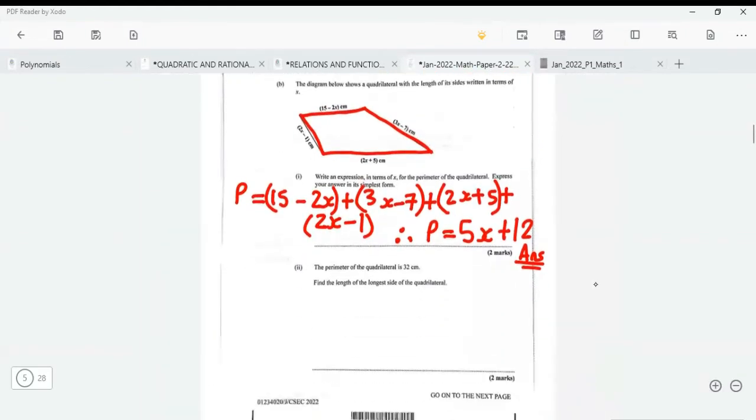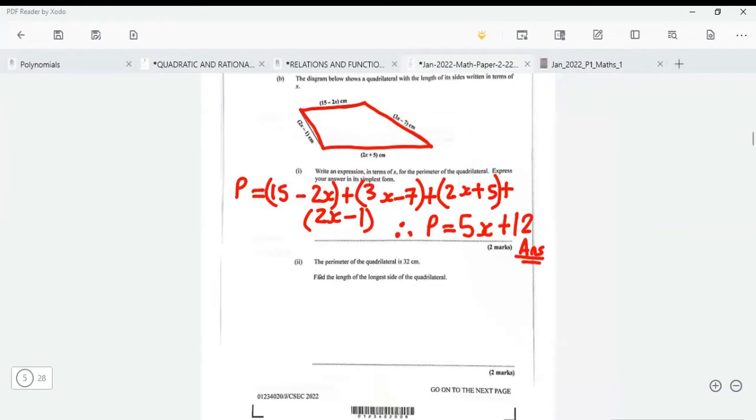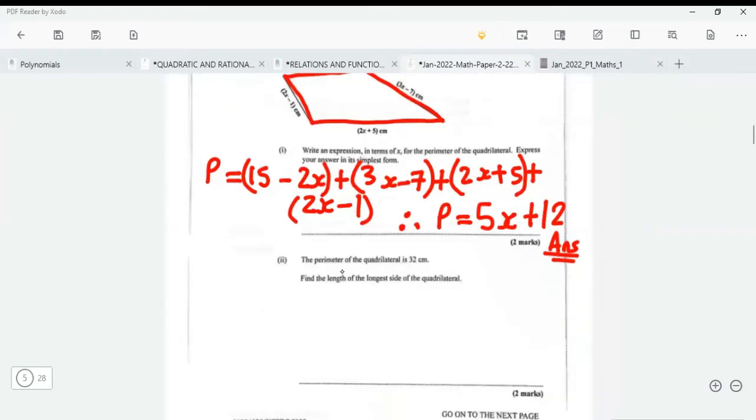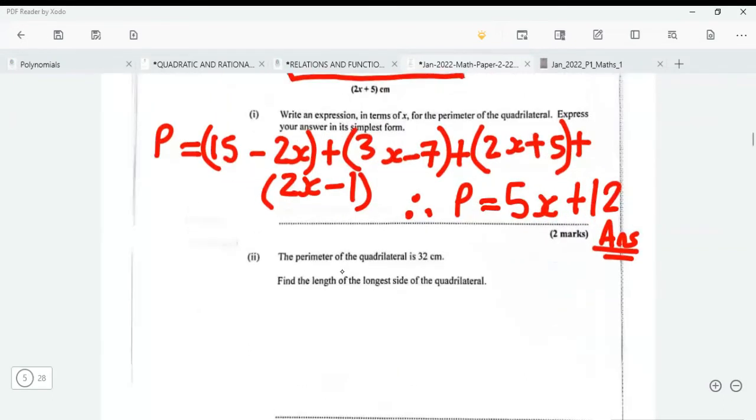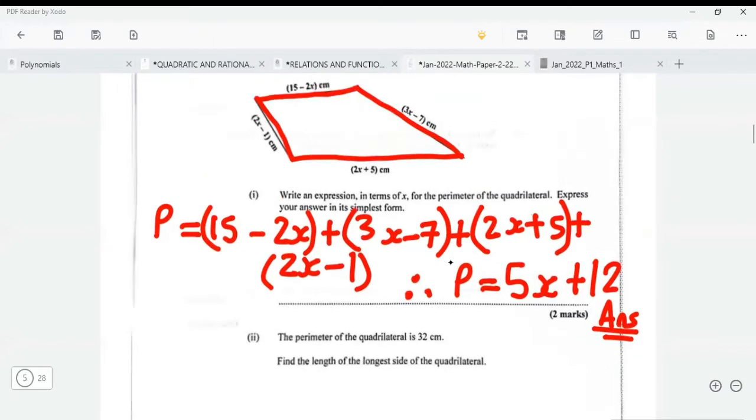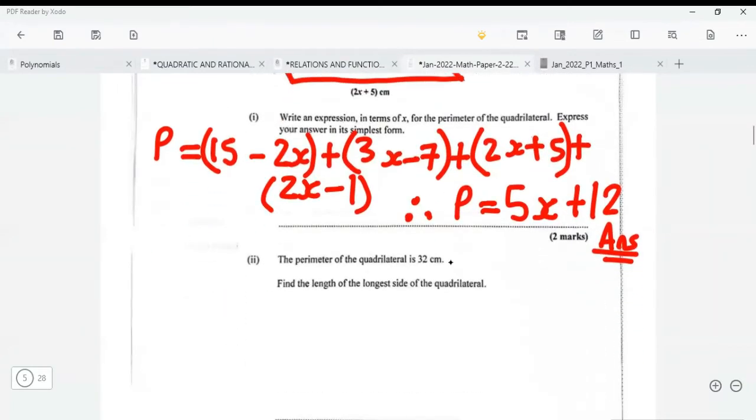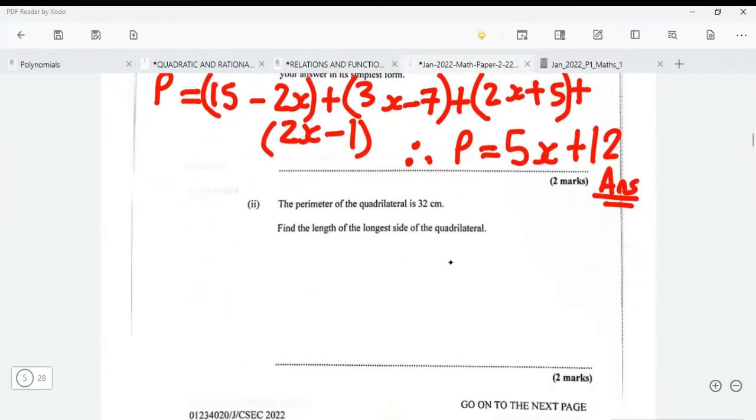All right. Now the next part says, find the length of the longest side of the quadrilateral if the perimeter is 32. That's what they're literally telling you. All right, so the only way we can know the length of the longest side is first we need to know all the 4 sides. We need to know the 4 sides and then we can determine which side is longest. So first thing we need to do is find the x.